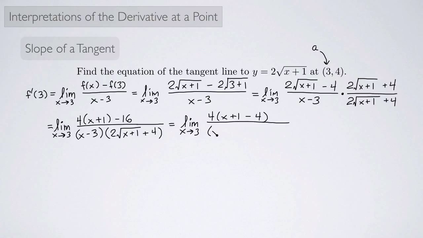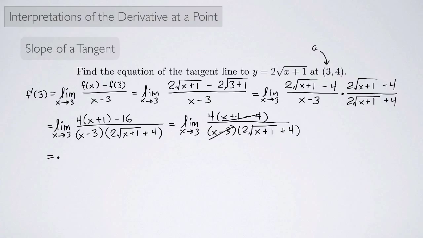And then on the bottom, same thing, x minus 3 times 2 times the square root of x plus 1 plus 4. And now let's see, x plus 1 minus 4 is the same thing as x minus 3, and that's going to cancel with the x minus 3 on the bottom, and I kind of knew that was going to happen, so that's going to go away.